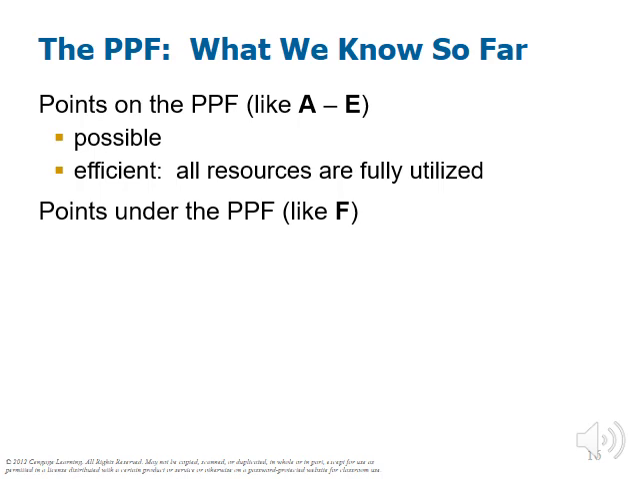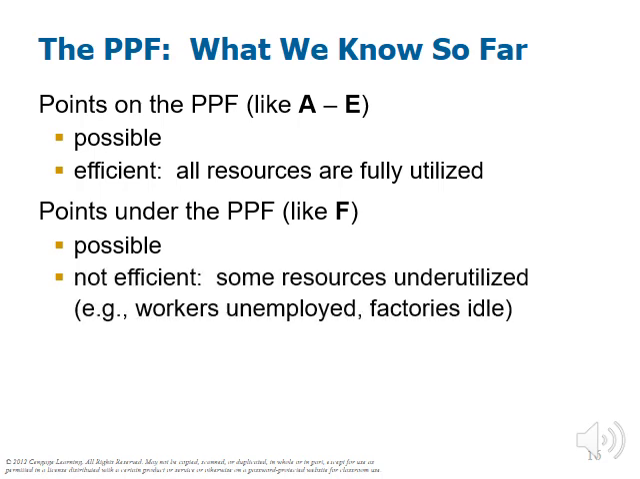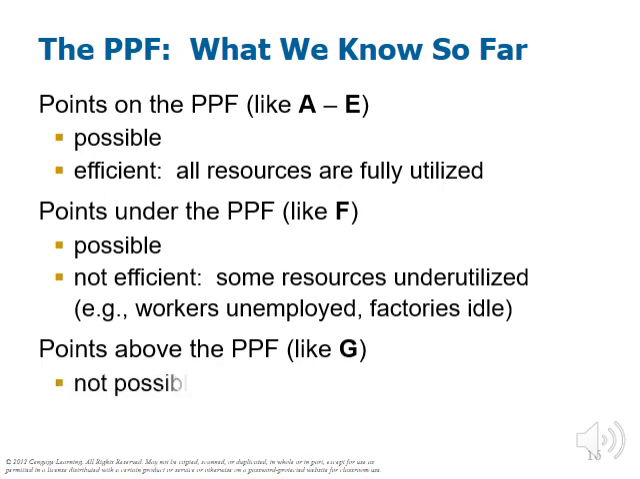Points under the PPF, like point F, are possible, but they're not efficient. Some resources are underutilized, i.e., workers are unemployed, factories are idle. Points above the PPF, like point G, are simply not possible. They require too many inputs for what we have available to us.